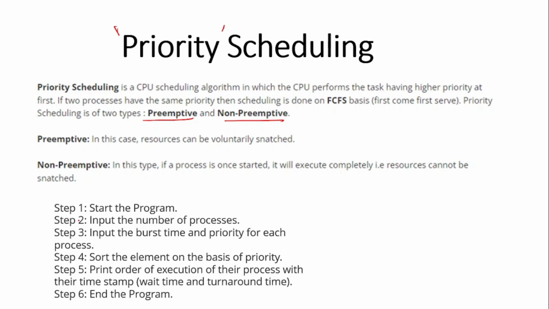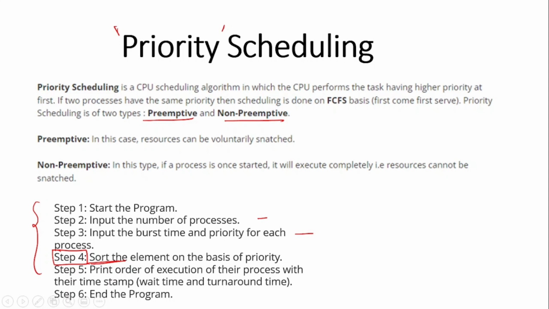So these are the steps under the priority based scheduling algorithm. You start the program, input the number of processes, the burst time and priority of each process, then sort them on the basis of priority. This is the most important step. Priority scheduling is in itself an easy scheduling algorithm. The only thing here is that again we'll be sorting the processes.